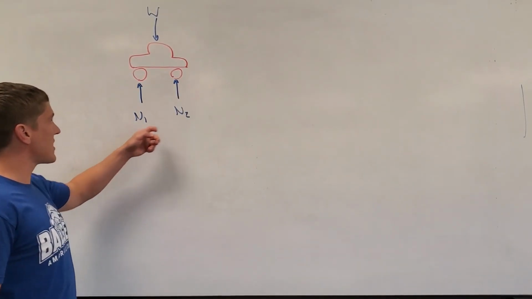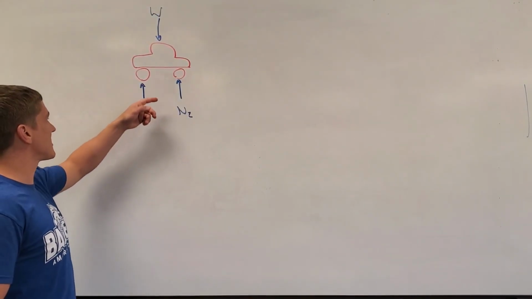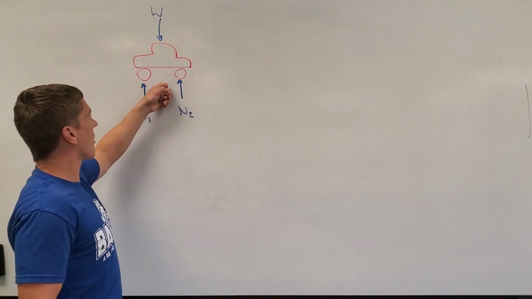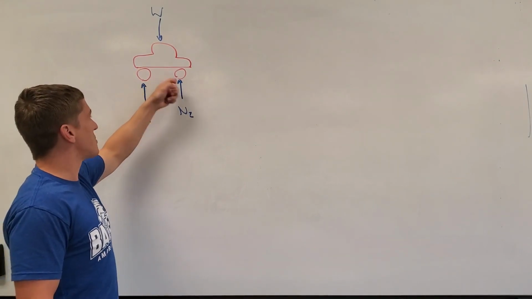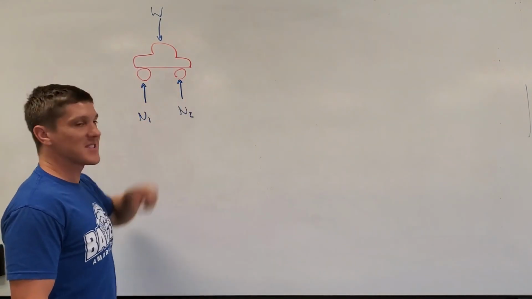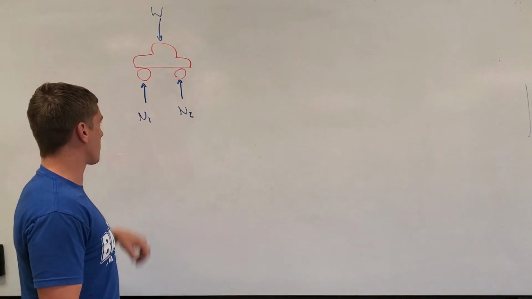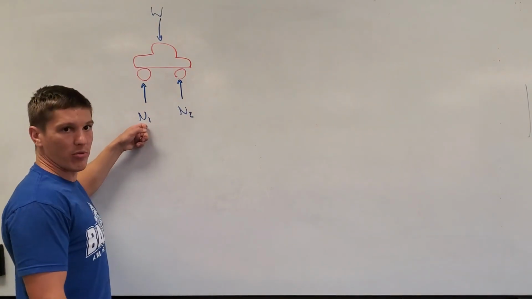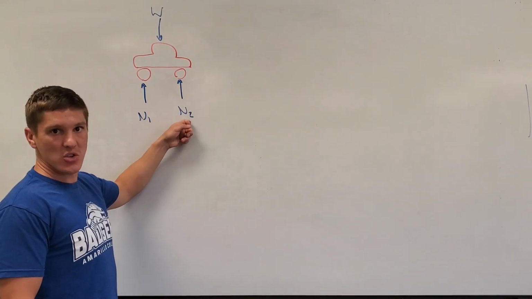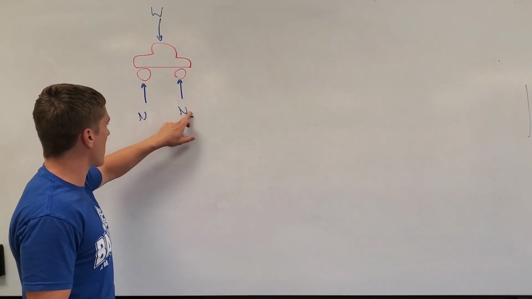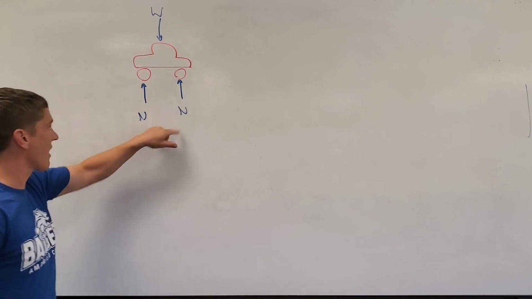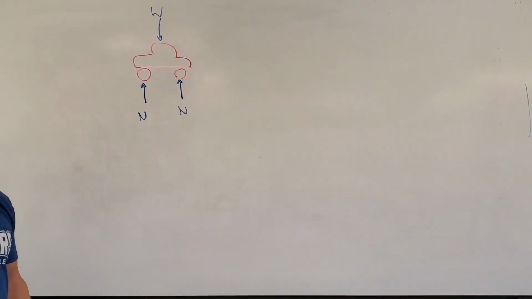Okay, the next big assumption that the problem says is that we have a 50-50 weight balance. What that means in a car is that your center of mass is directly in between your wheels, which means that these both carry the same load. And so our normal force 1 is the same as our normal force 2. So I'm just going to go ahead and simplify this into the same normal force. So we have a normal force acting here and a normal force acting here.